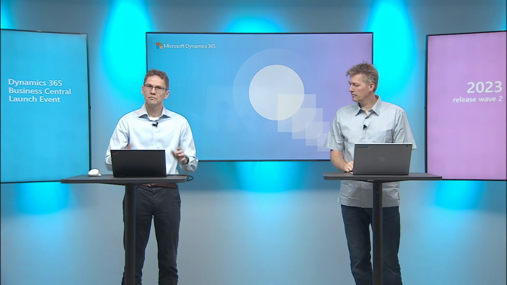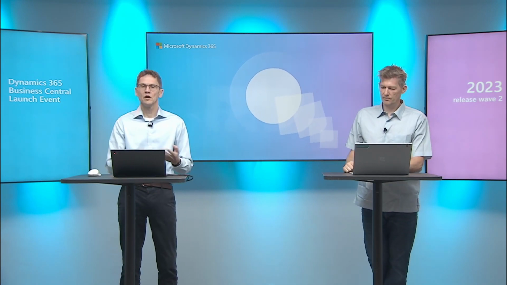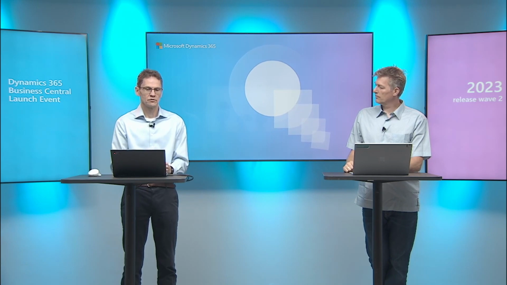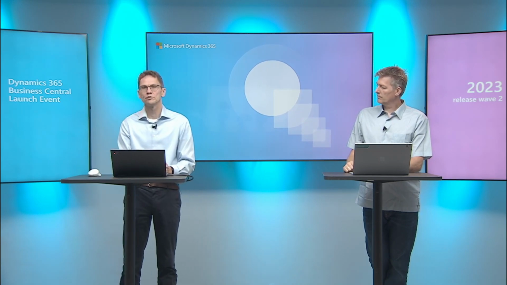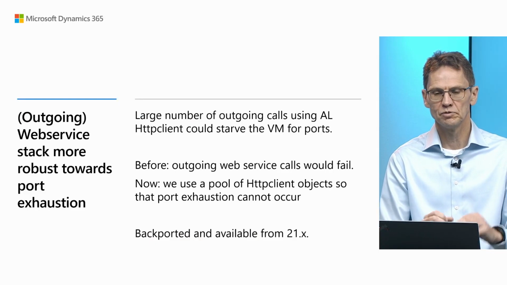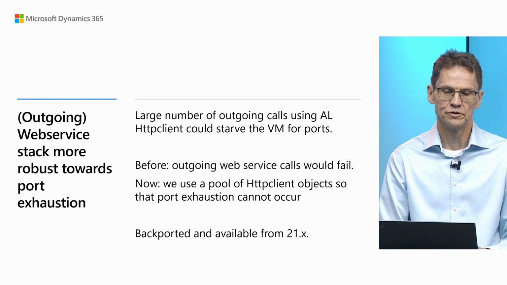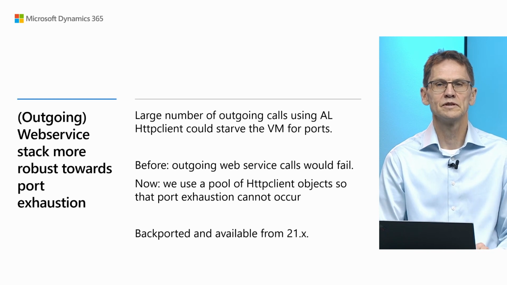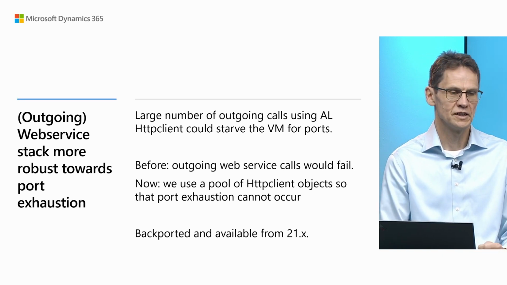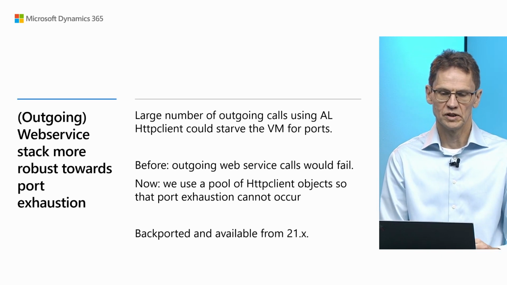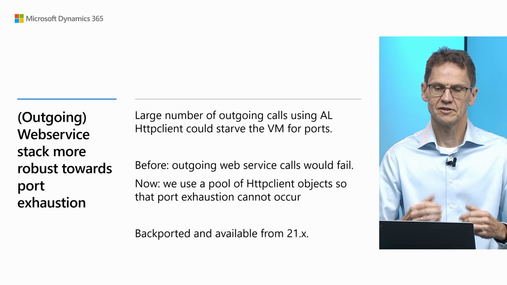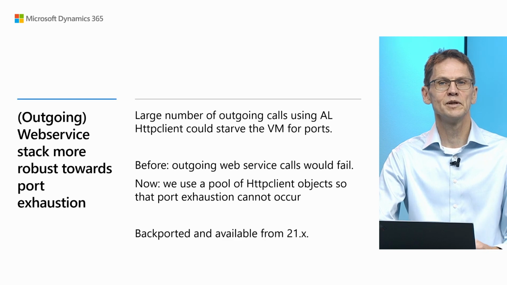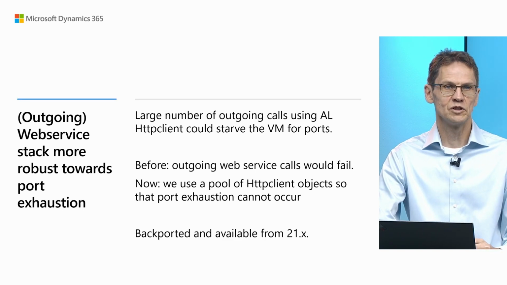And a small thing behind the scenes is that we've optimized our usage of sockets, because before, a large number of outgoing calls using the HTTP client could potentially starve the VM for ports. So we're making more reuse, etc. And we've backported that, and that is the way we've been running even back to version 21.x. It's not something that you really need to make any changes about. It's just for your information in case you've seen some of these issues.